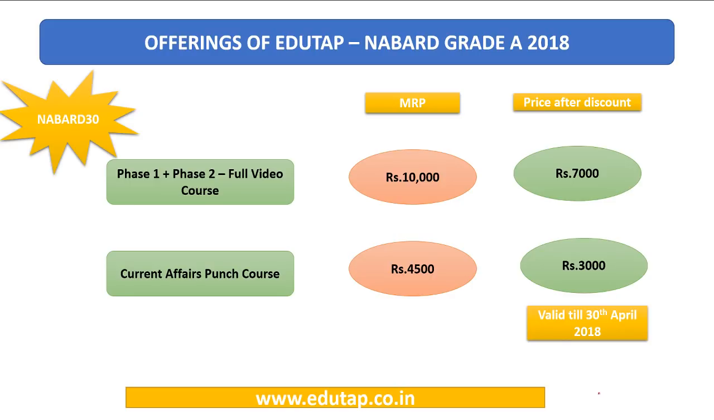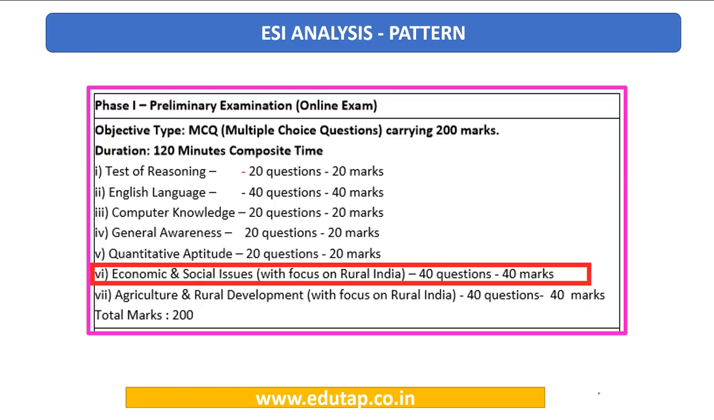Now friends, let us move ahead with today's session. So before we begin with analyzing the questions, it's very important for us to know the importance of ESI in Phase 1, that is the prelims examination. Friends, it gives us actually 40 solid marks.